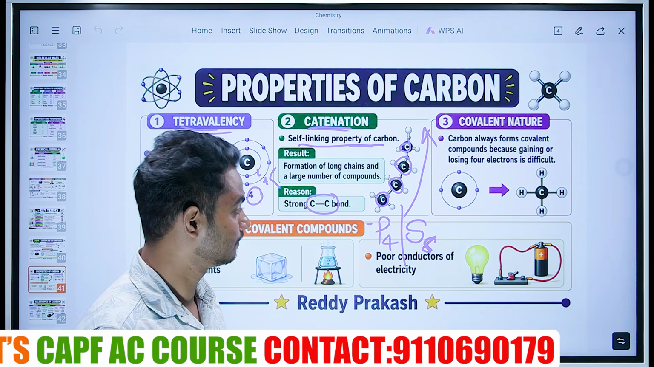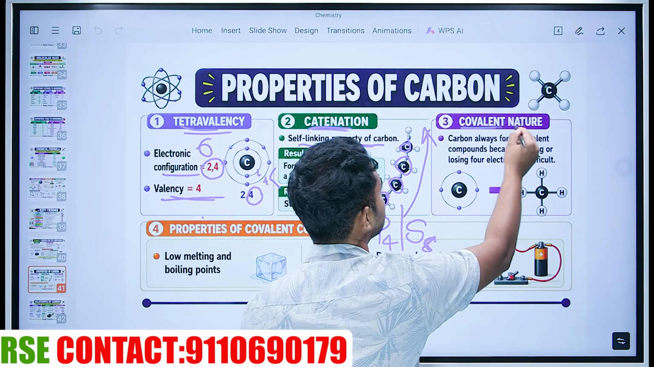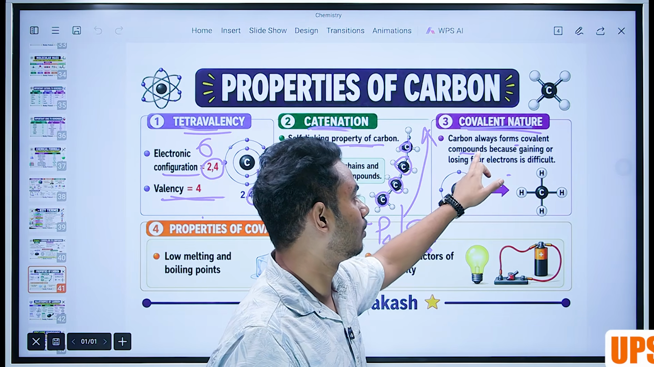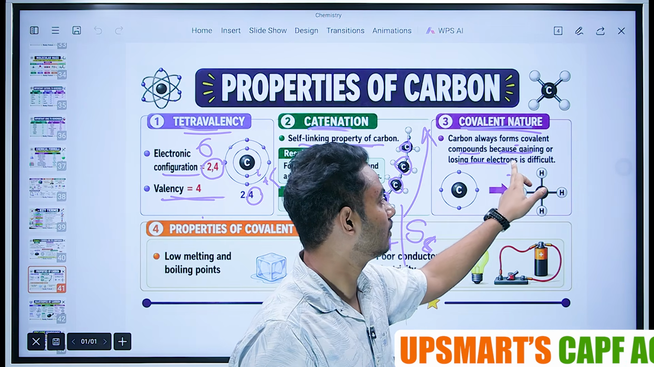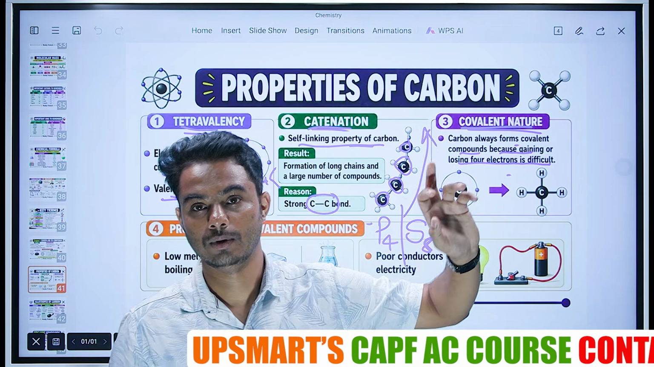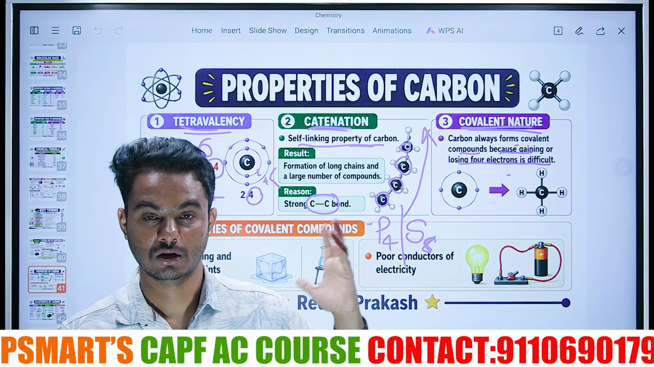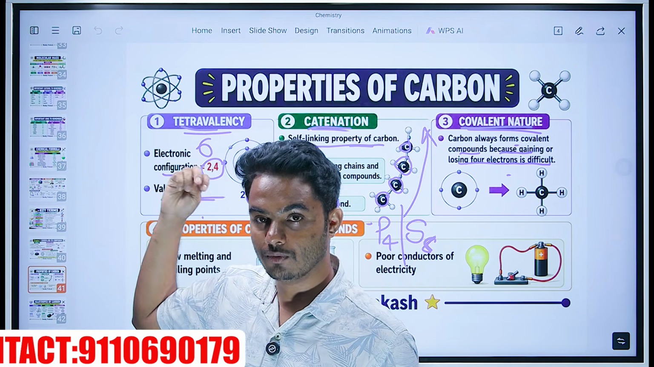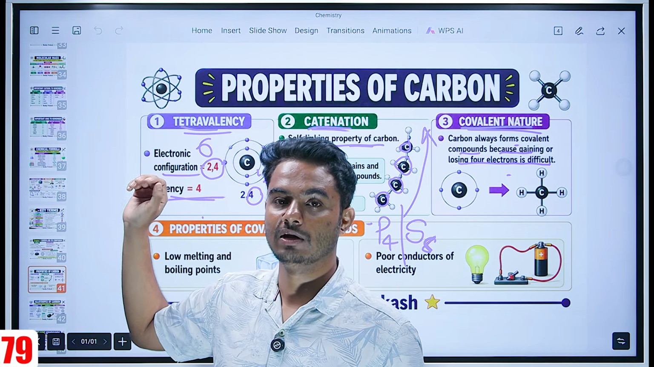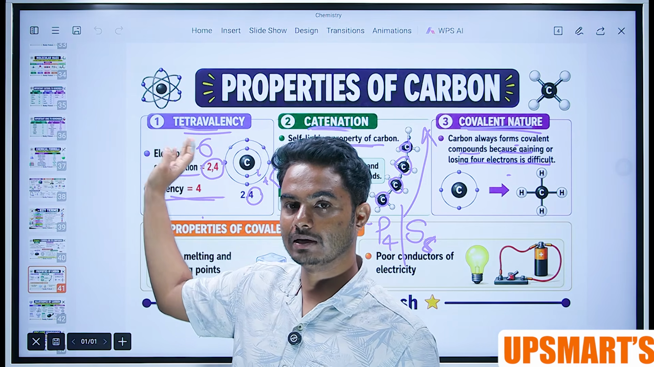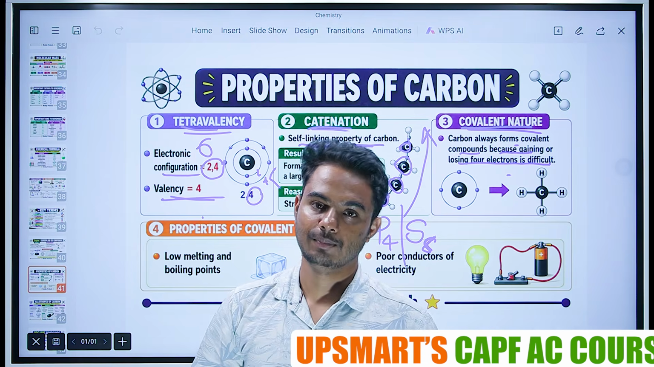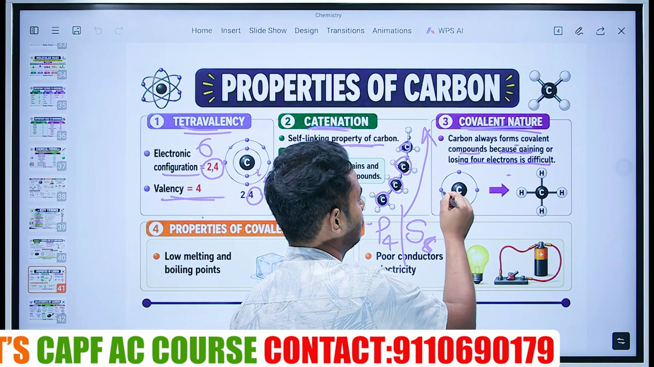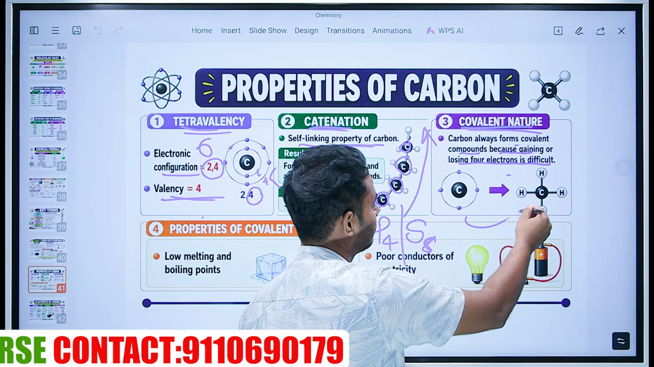Now I understood, sir. Next is covalent nature. Covalent nature means carbon always forms covalent compounds because gaining or losing 4 electrons is difficult. So it will always have valency 4. It will not lose, it will not gain. It will stay like that until another atom comes and bonds with it. That is covalent nature. It will share its 4 only when it is bonding with other things.